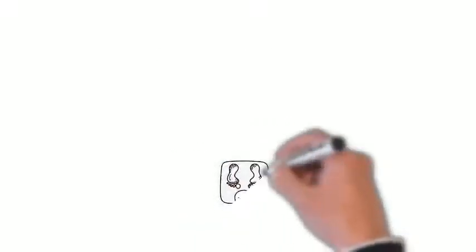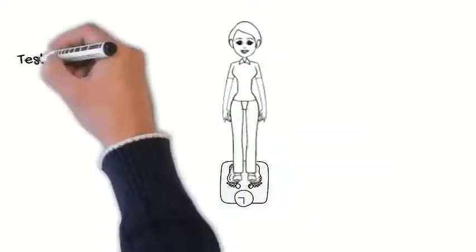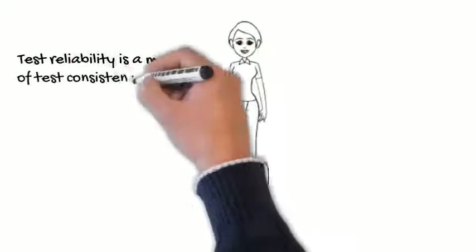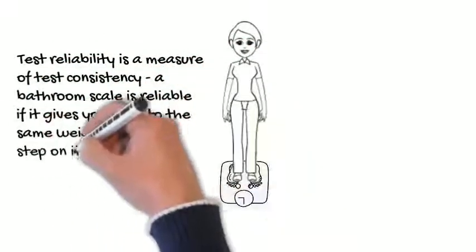Test reliability is a measure of test consistency. A good analogy is a bathroom scale. A bathroom scale is reliable if it gives you close to the same weight when you step on it a few times in a row.